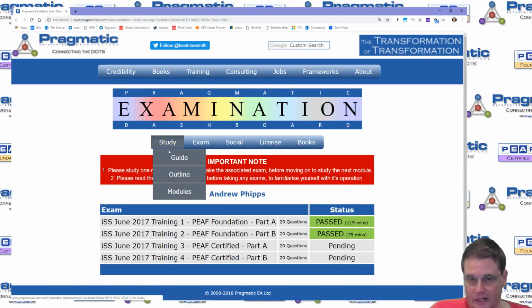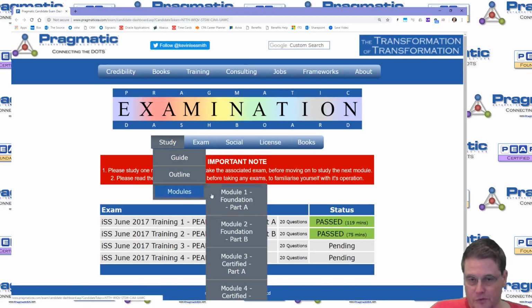So under study, we've got the guide and the outline and the modules, which I'm sure you've all looked at, because you need those modules to start studying. The important thing is, when you study module 1, then take module 1 exam. Don't go on to study module 2 until you've done that.